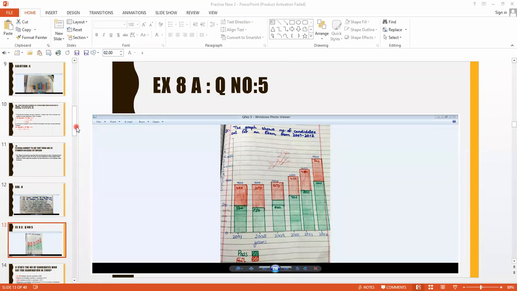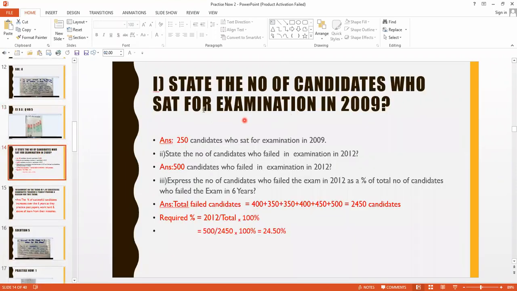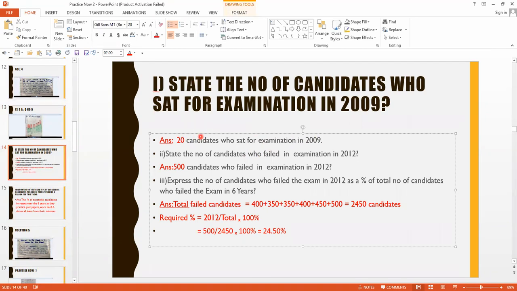Now we move towards the question, how we have to interpret the question. Do you know what interpret means? How you have to answer the question. Look here. They are saying, state the number of candidates who sat for examination in 2009. This value is not written clearly. The total number of students who appeared in the exam in 2009 is 950. Okay, how many students are there? 950.